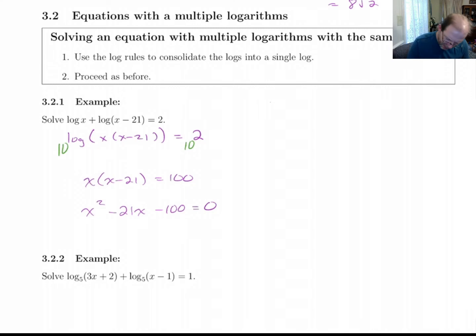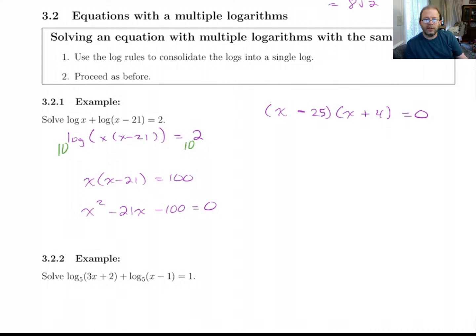All right, can I factor that? Yeah, it looks like 25 and 4 will work. Let's see, if we make the 25 negative and the 4 positive there, then we get a sum of negative 21 and a product of negative 100. So this gives me x equals 25 and x equals 4 as possible answers.